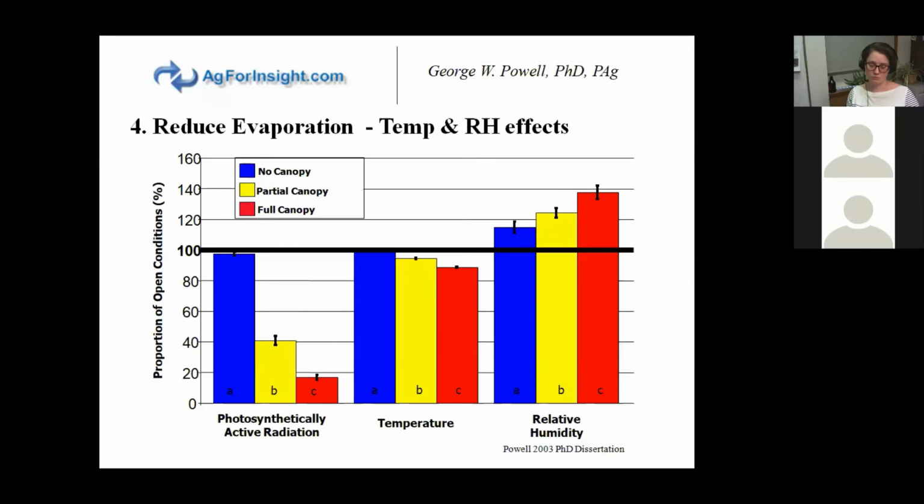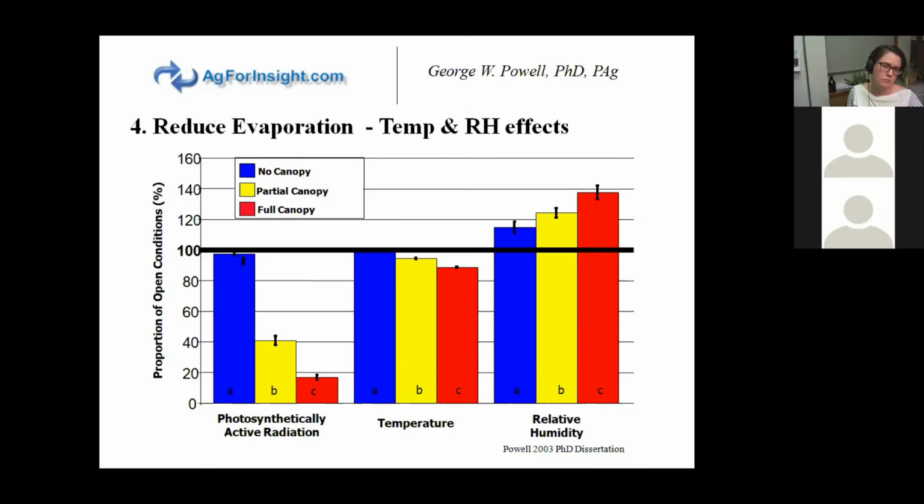So trees and shrubs also have a strong effect on light, temperature, and relative humidity. This graph is from research that I did at the University of Alberta. So this is in an aspen forest with either the canopy completely removed, a partial canopy, or a full canopy. And the partial canopy varied from block to block because the goal was to double the amount of light that was reaching the soil surface.